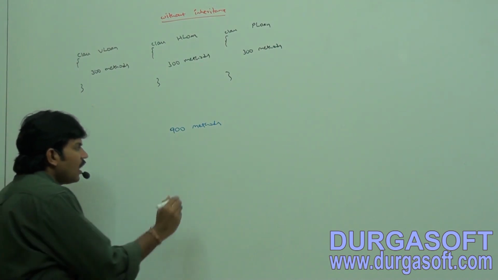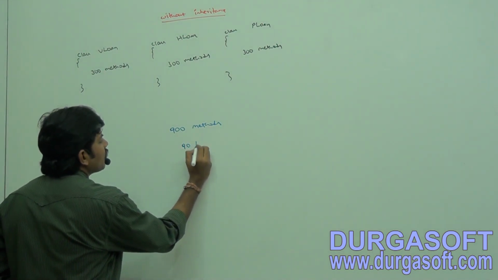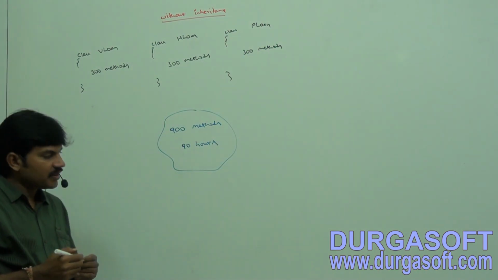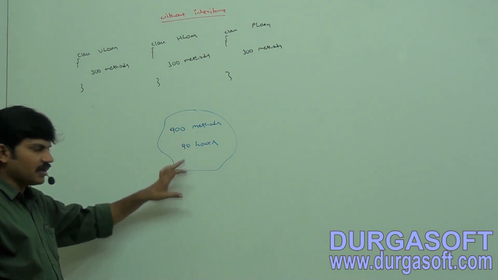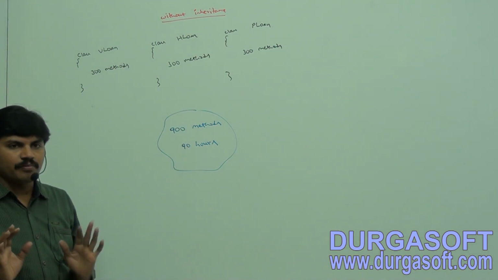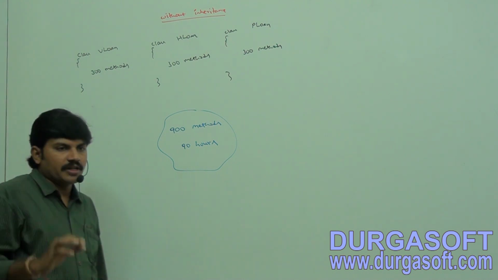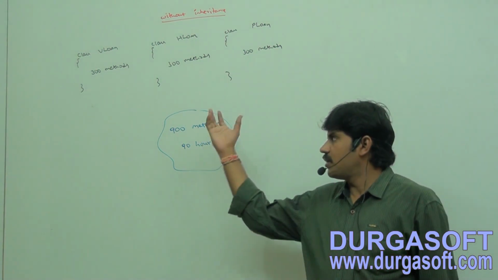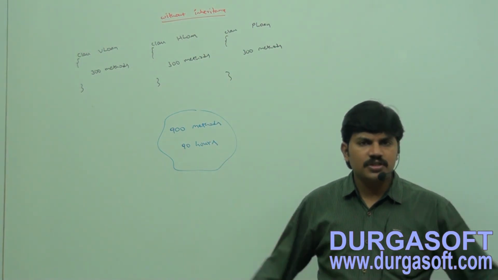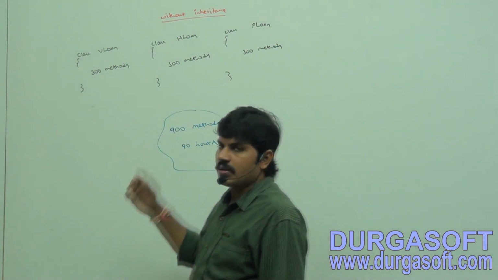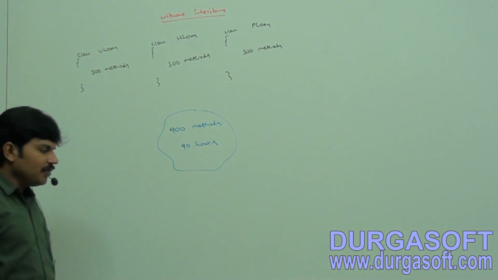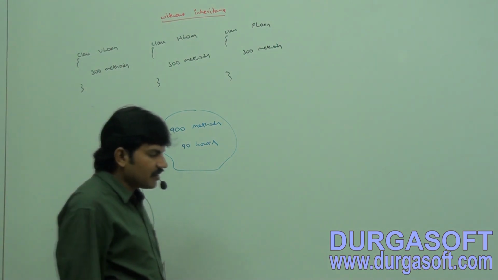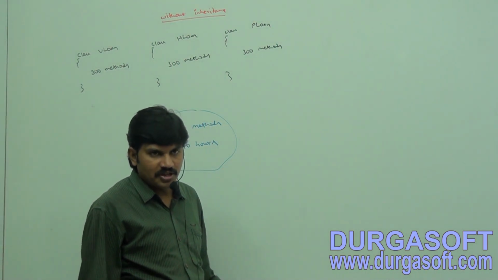Regarding 900 methods, assume 90 hours of development time is required, just rough values. Then I called one expert programmer. Sir, I wrote a big loan module, can you please have a look? Is it a proper way, is it a good programming practice or not? Immediately he saw this code and asked me, Durga, do you know the inheritance concept? I said I don't know inheritance.